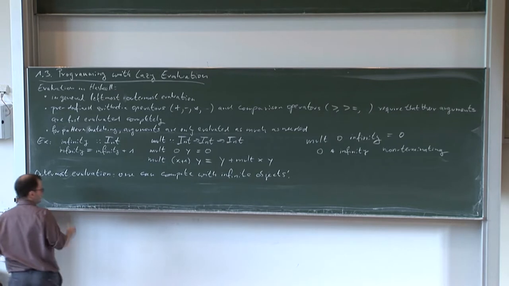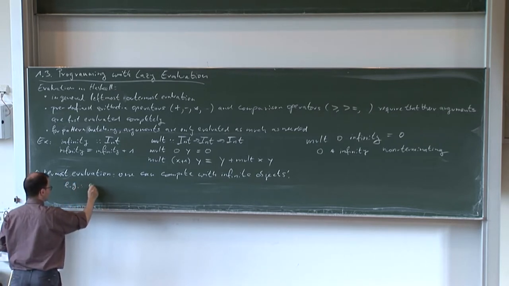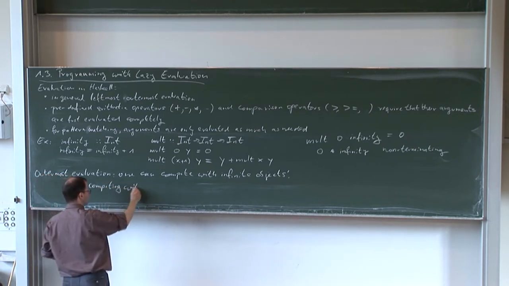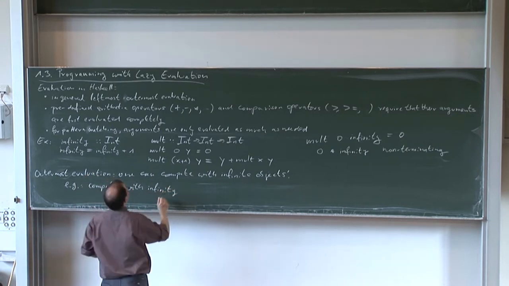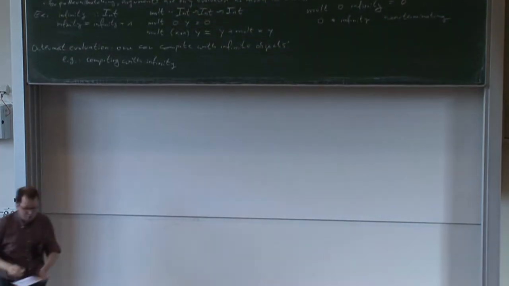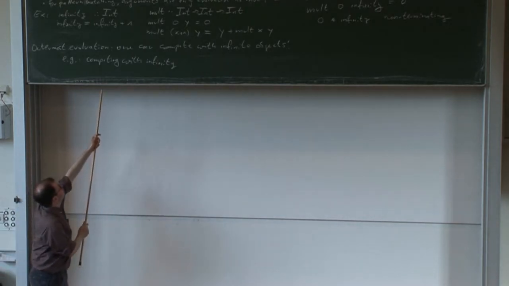So a first trivial example is computing with a number for infinity. But more interestingly, we can compute with data objects, with composed data objects which contain infinitely many sub-objects. For example, we can compute with infinite lists.